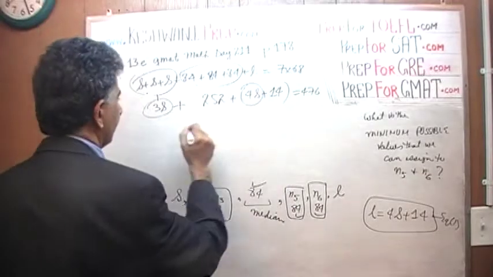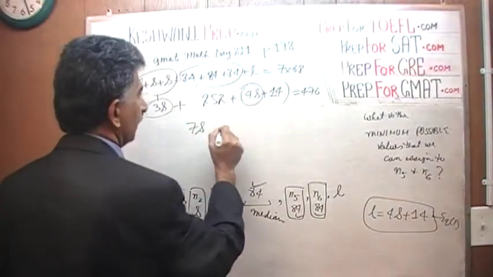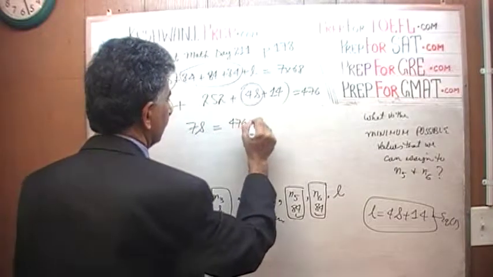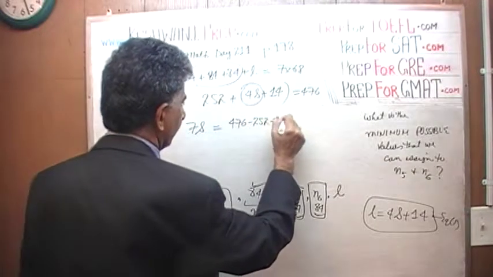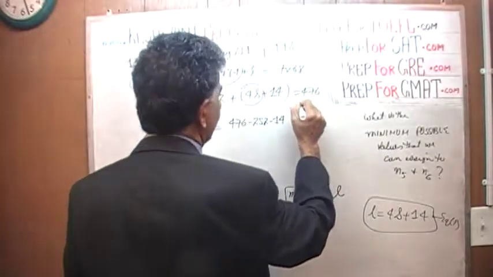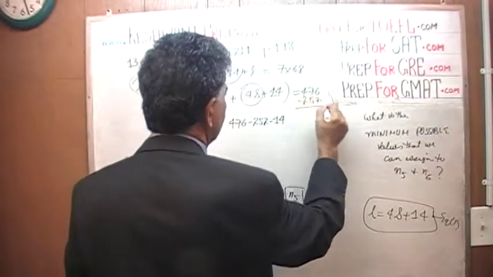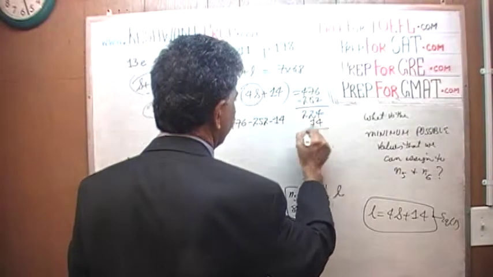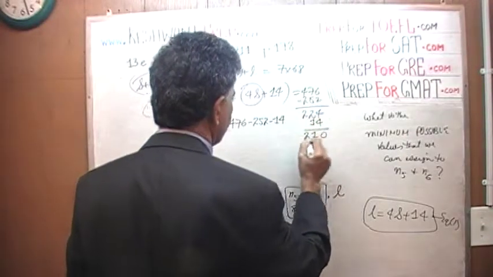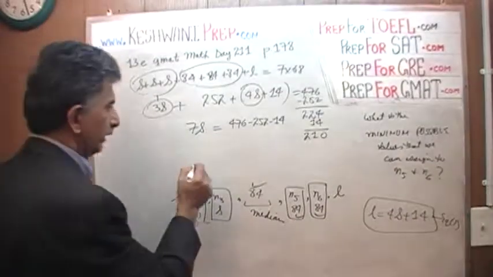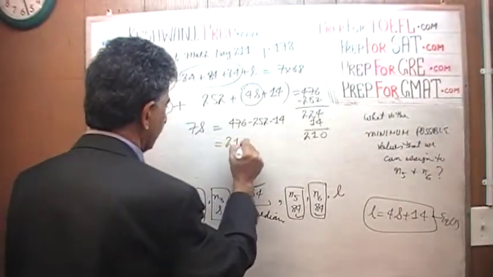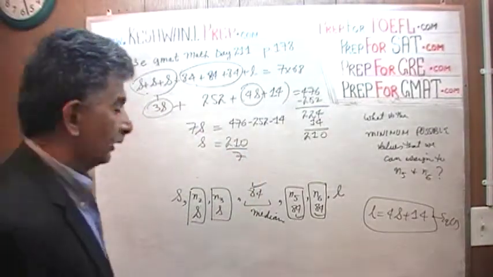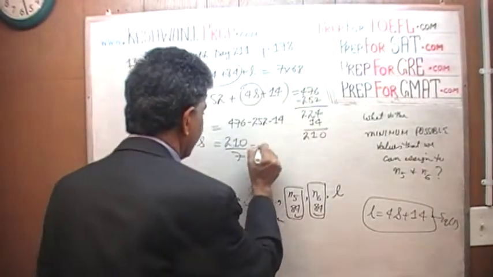3 S's plus 4 S's is 7 S's, must equal 476 minus 252 minus the 14. Let's find out. 476 minus 252 is 224, minus the 14. Oh, that makes it very easy. 210. We can easily divide that by 7. So therefore S equals 210 divided by 7, which is 30.